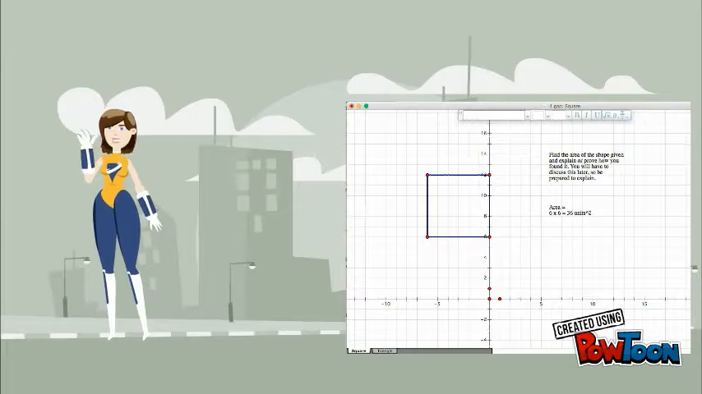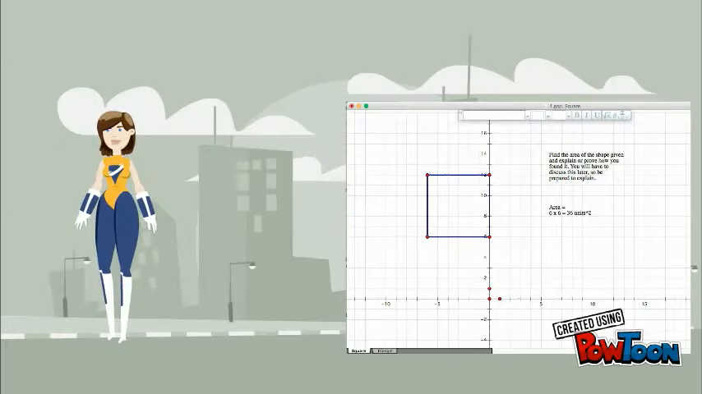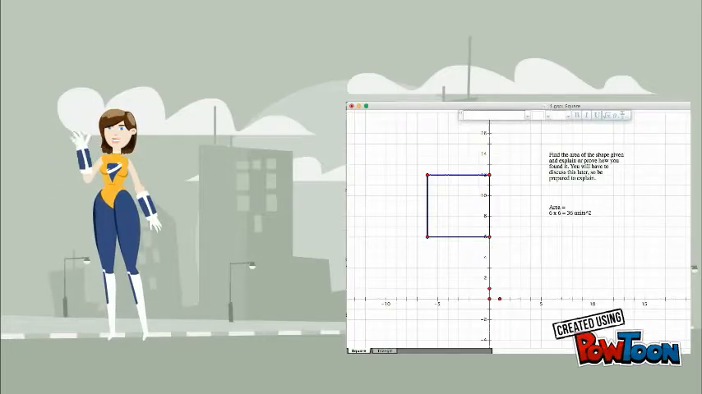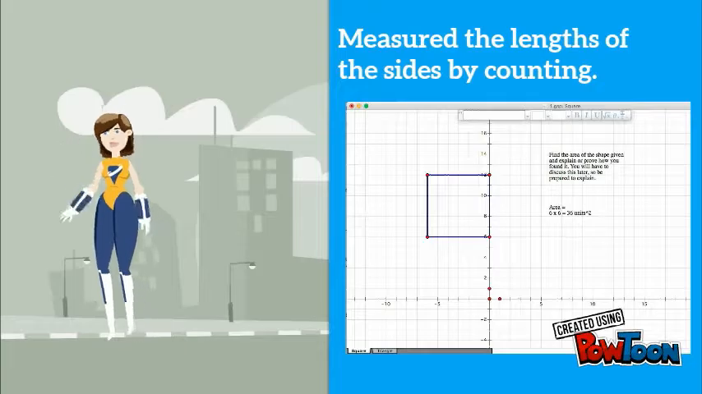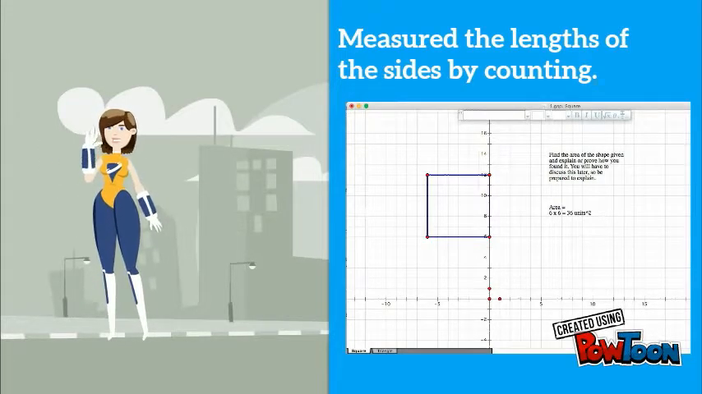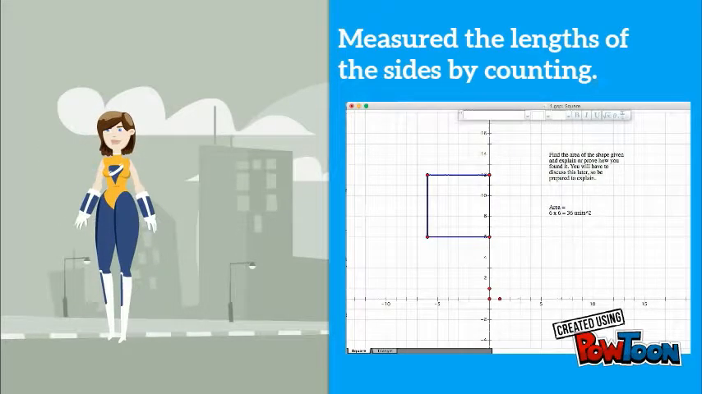My name is Super Sarah, and to find the area of the square I was given, I counted the distance from one point to the other to find the length of one side. Then I took that side and multiplied it by itself, or squared it, to find the area of the entire square. So I multiplied 6 times 6 to give me 36.